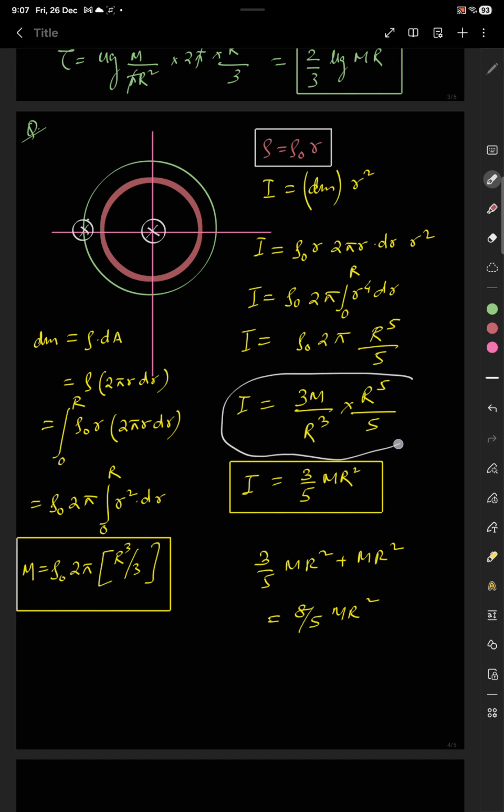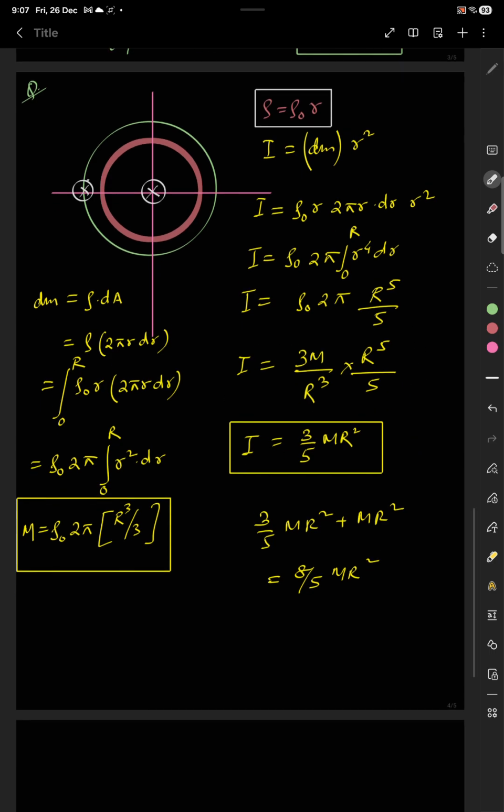So from there, first you need to replace this sigma naught. To replace this sigma naught, you know dm is equal to sigma into dA. From there, dA is 2 pi r dr, and just write sigma as sigma naught r. So from there onward you can write m. So just replace sigma naught accordingly. So the answer is coming 3 by 5 m r square about the center of mass.